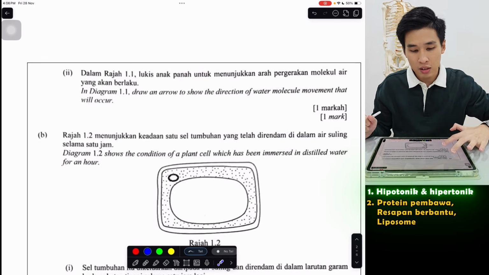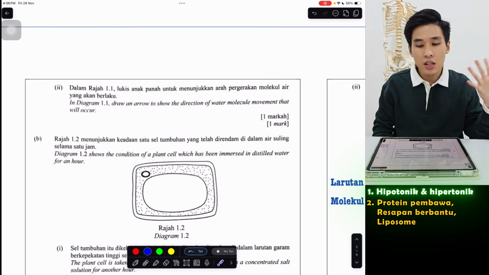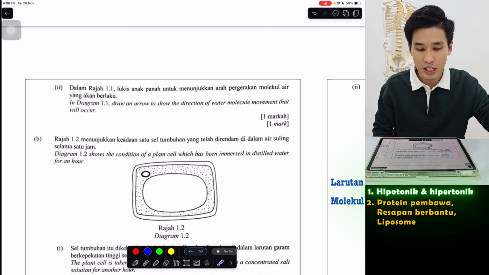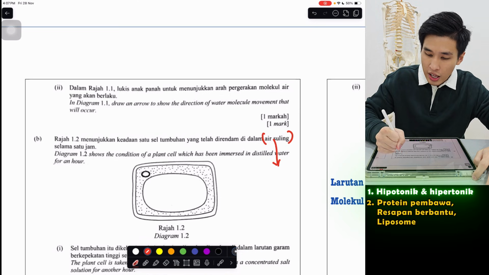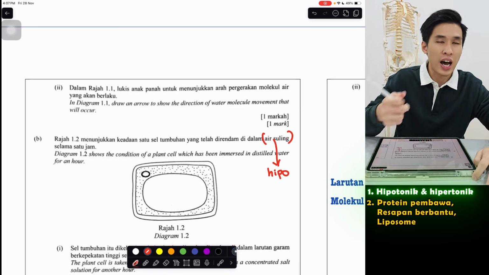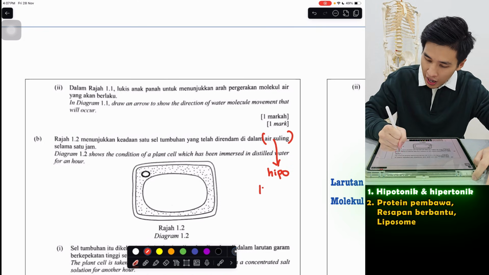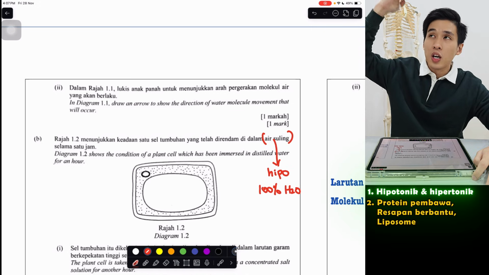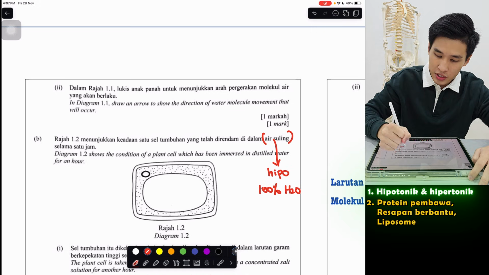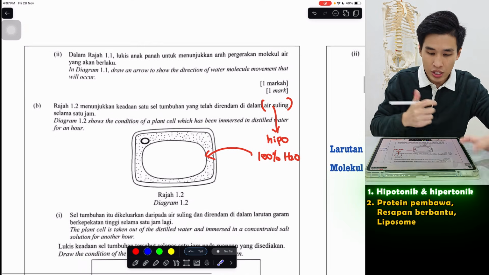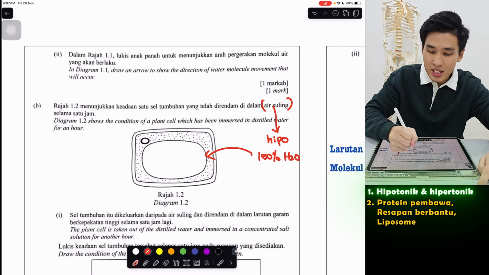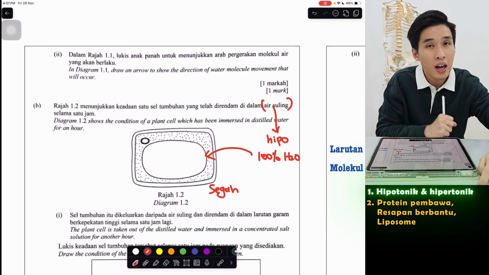1.2 menunjukkan keadaan satu sel tumbuhan yang telah direndam di dalam air suling selama 1 jam. So air suling is all the time larutan hipo terhadap semua sel because you have 100% water mah. So obviously water keupayaan tinggi ke rendah, water obviously will masuk the cell because here is paling tinggi already 100%. So your cell you can see kembang already. This is called segah lah.